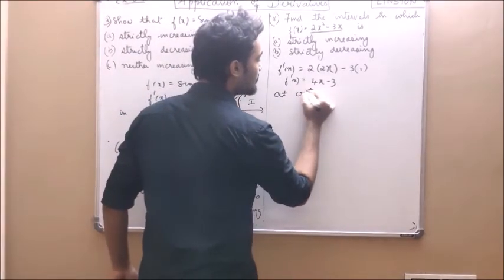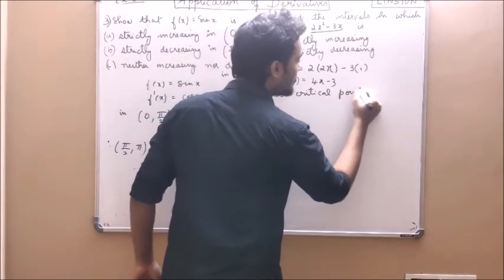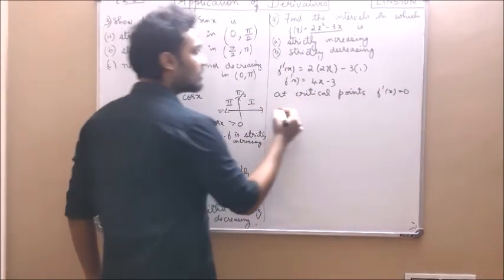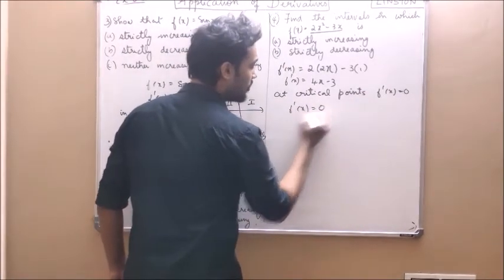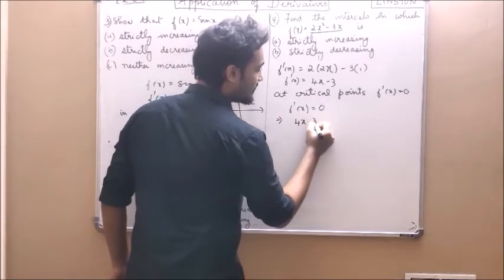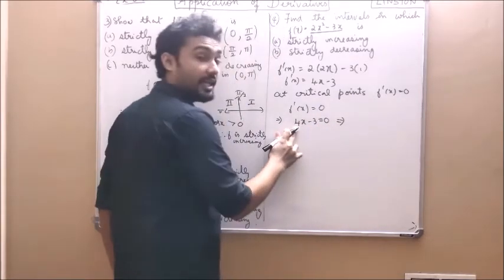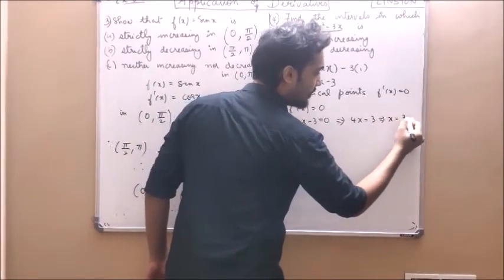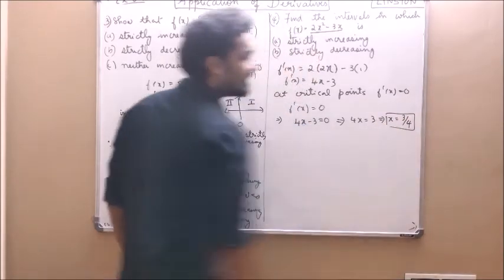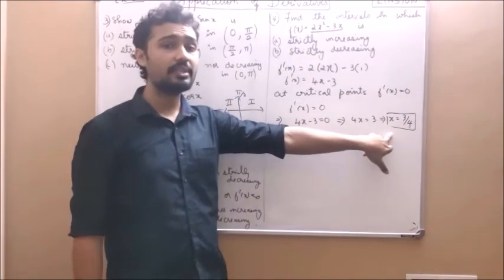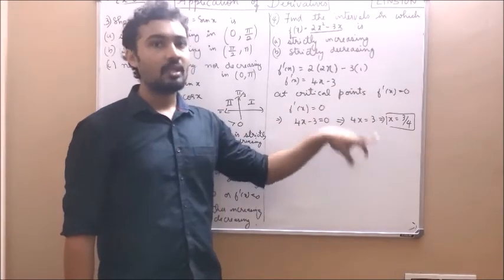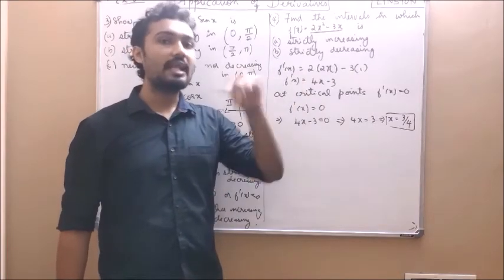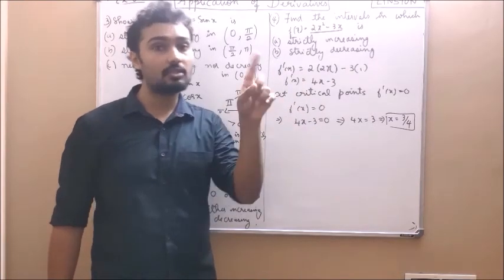At critical points, f dash of x equal to 0. So find the critical points. Therefore f dash of x equal to 0, which implies 4x minus 3 equal to 0. So therefore 4x equal to 3, which implies x equal to 3 by 4. So this is a critical point. What is the meaning of a critical point? At a critical point, f dash of x equal to 0, the function may increase from the left or decrease from the right. So at that point you will find whether the function increases or decreases.